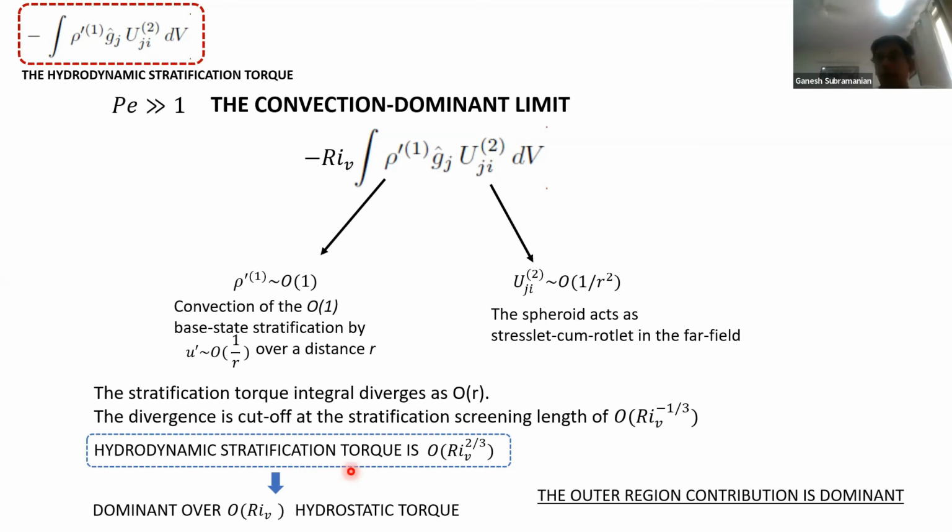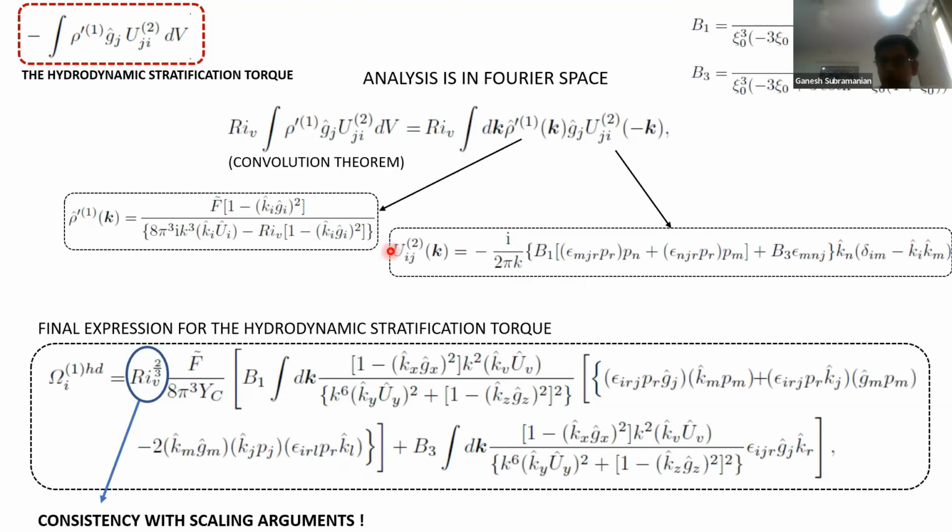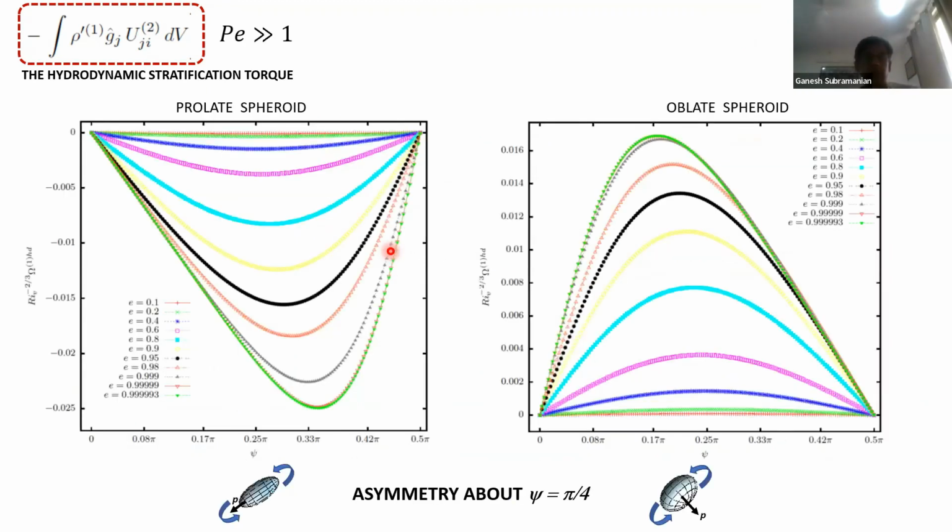So the competition now, as far as orientation dynamics is concerned, is just between the hydrodynamic stratification torque and the inertial torque that we already know. This is just to tell you that the calculation is involved. I've not shown you the details. I'm going to directly show you the results. And the result is, I've just drawn the torque curves now.